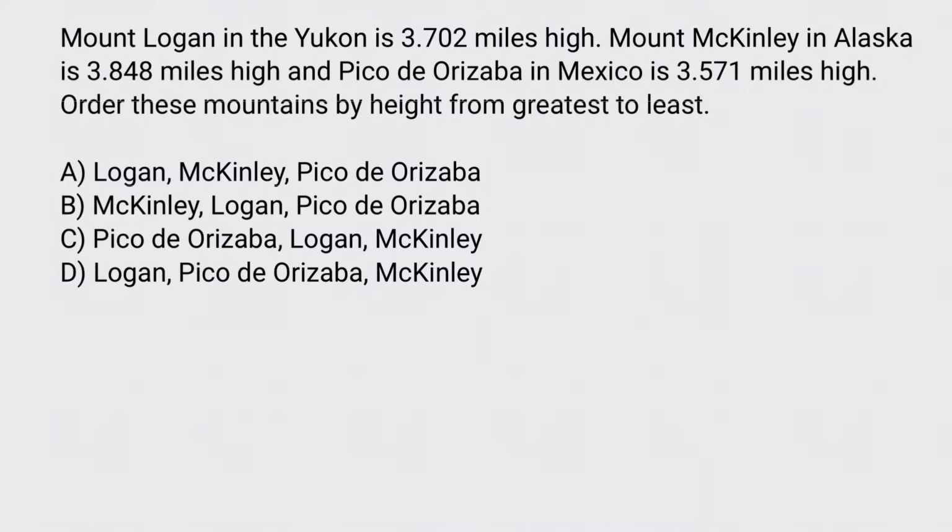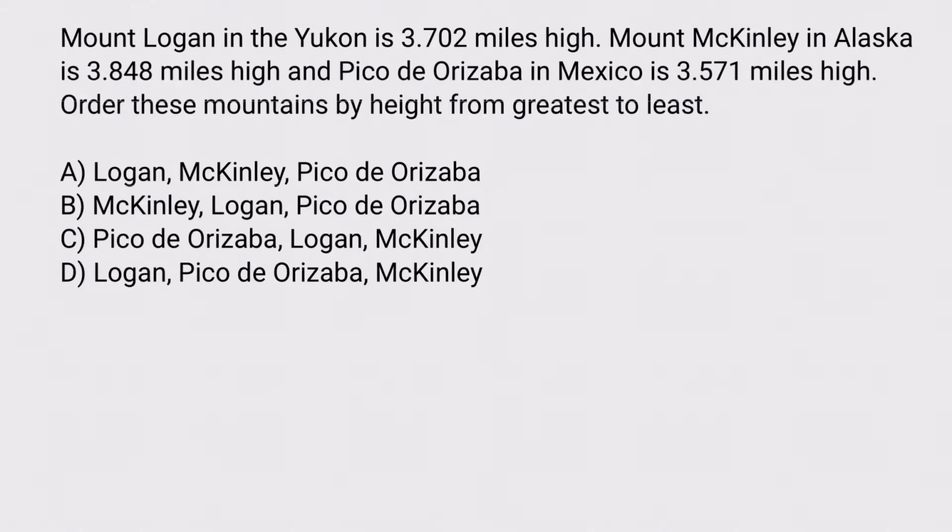So let's go over this example word problem. You can follow along as I read it. Mount Logan in the Yukon is 3 and 702 thousandths miles high. Mount McKinley in Alaska is 3 and 848 thousandths miles high. And Pico de Orizaba in Mexico is 3 and 571 thousandths miles high. Order these mountains by height from greatest to least.